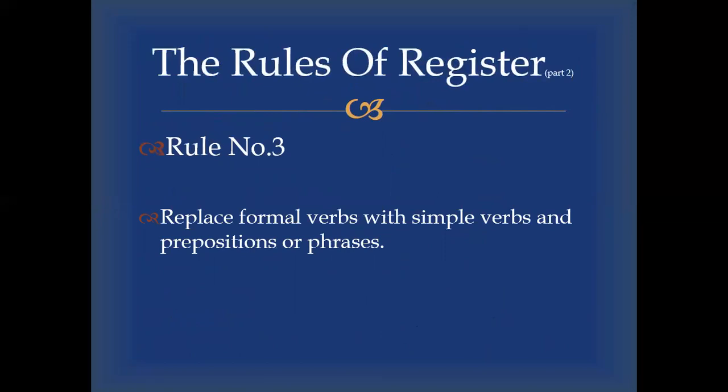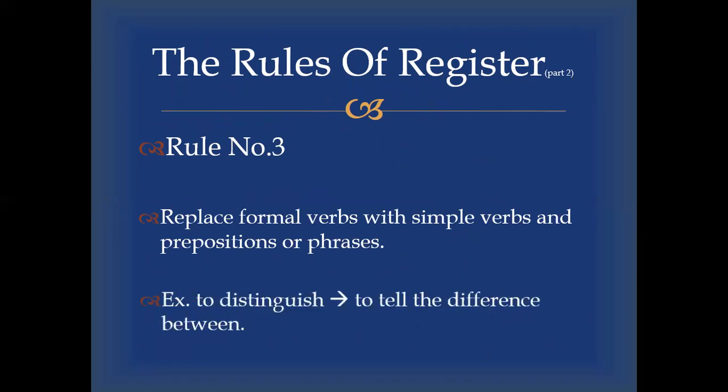The third rule is to replace the formal verbs with the simpler ones and prepositions or phrases. For example, the verb distinguish. Distinguish means to tell the difference. So instead of saying to distinguish, we say to tell the difference between the white and the black.